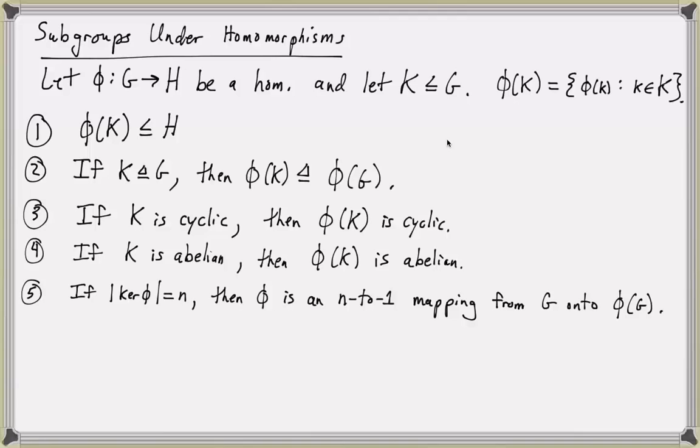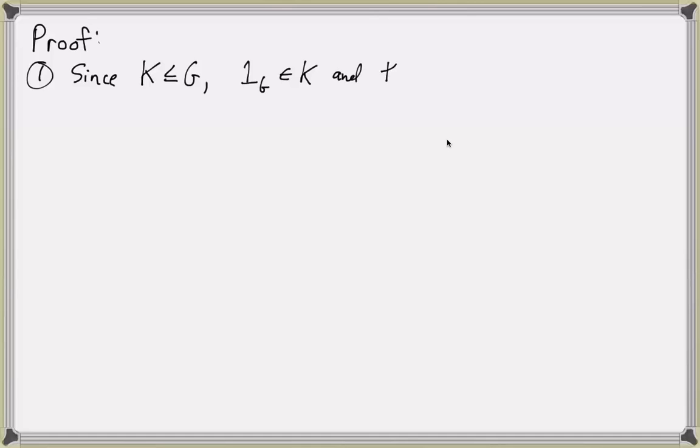Let's begin the proof of property 1. Let's begin the proofs. So for statement 1, since we're assuming that K is a subgroup of G, the identity of G is in K. And thus the identity element of H, which is phi of the identity element of G, is in the image of K. So we see that the image of K is non-empty.